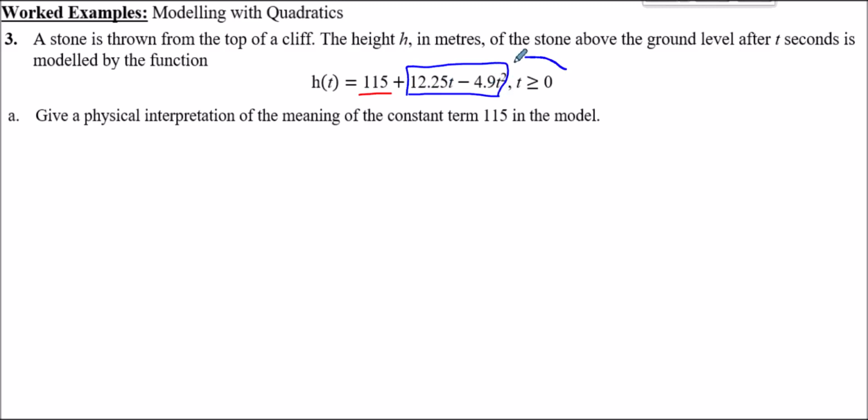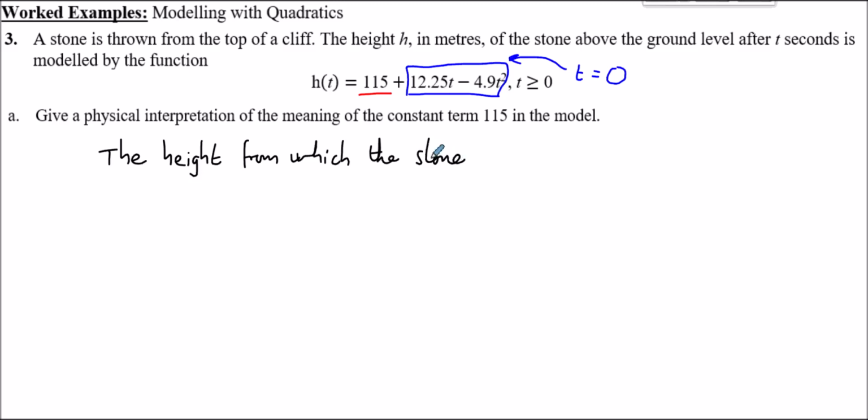And these will be equal to 0 when t itself is equal to 0. And so 115 is the height at t equals 0. In other words, 115 must be the height from which the stone is thrown. So the height from which the stone is thrown is 115 meters. That's all it means. And typically the fact it's a 1 mark question is a giveaway and a clue as to the fact it's actually more simple than what it may initially seem.